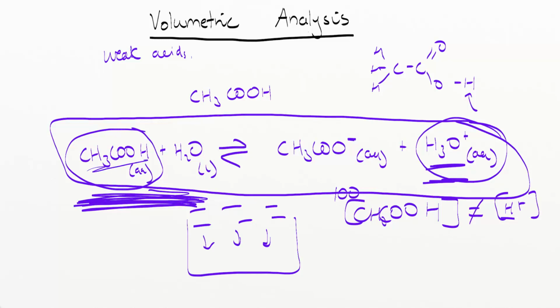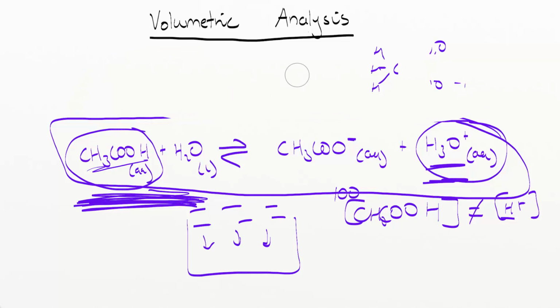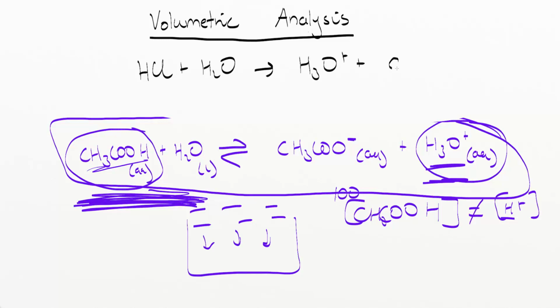However, if I were to write out the equation for a strong acid, right? So let's get rid of this and write out the equation for a strong acid. So something like HCl plus water forms what? H3O plus and Cl minus, like that, right?